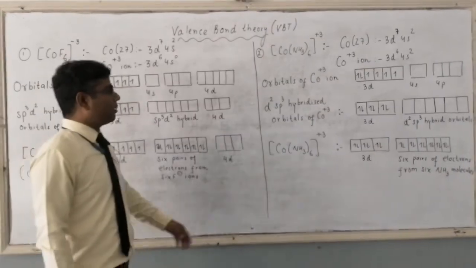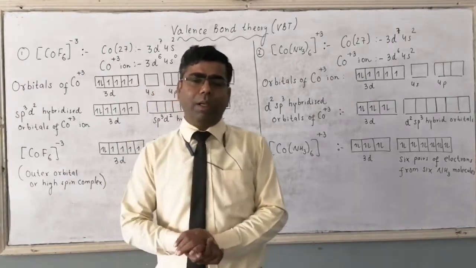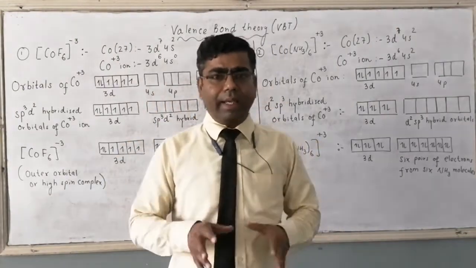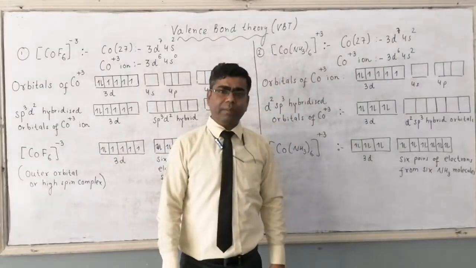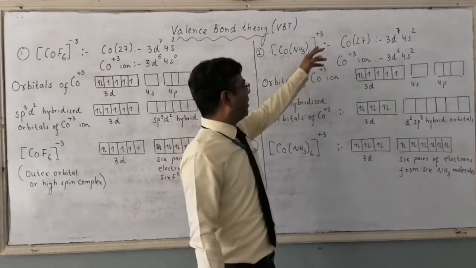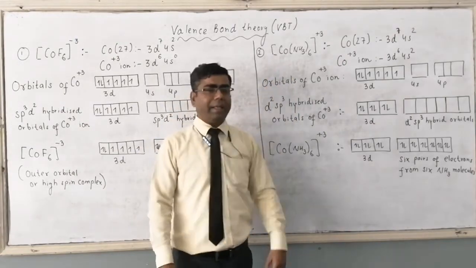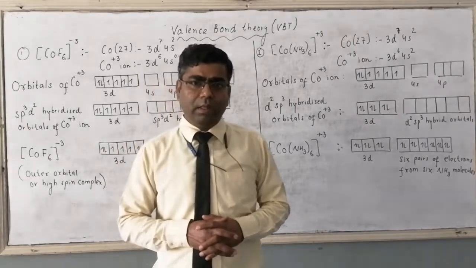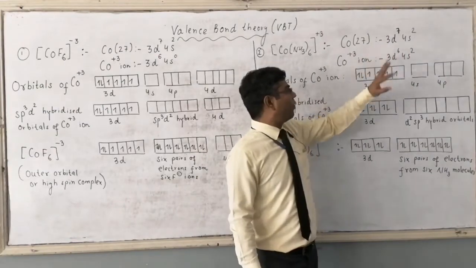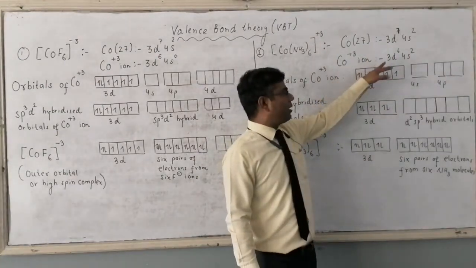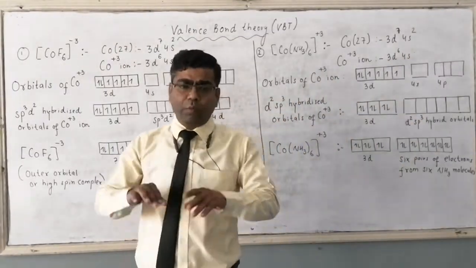Now, the next one is again an octahedral complex where F minus is replaced by an ammonia molecule. So here as a ligand we have ammonia. Now the oxidation state: ammonia is neutral in nature, so whatever charge is there on the complex ion is due to the oxidation state of cobalt. So here also cobalt exhibits +3 oxidation state. The atomic number of cobalt is 27, and its configuration is 3d7 4s2. So the Co+3 ion will have configuration 3d6, and 4s will be 0.